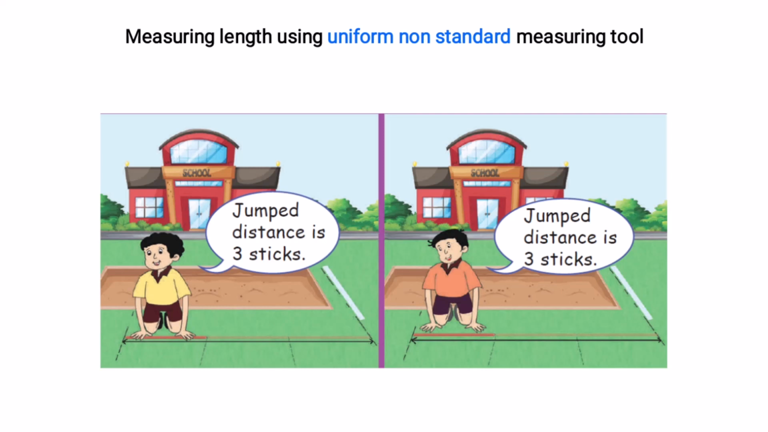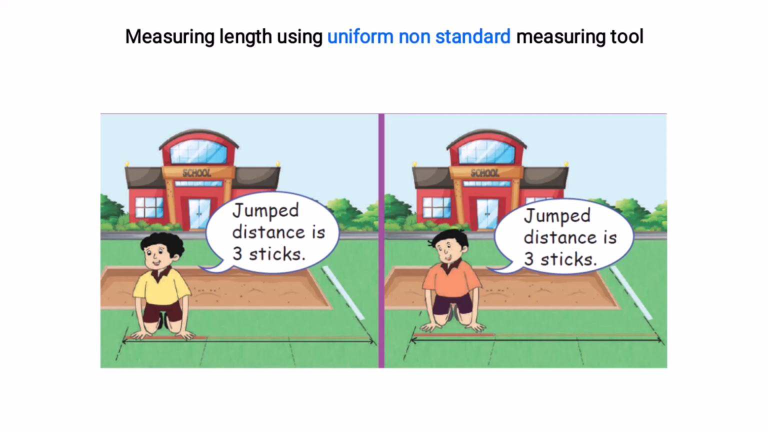First boy measured the length and he got 3 sticks long. Then the second boy measured the length and he also got 3 sticks long. But here you have to observe one thing. Both of them used the same stick to measure the length so that they got the same measurement.